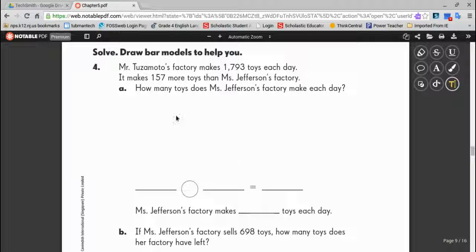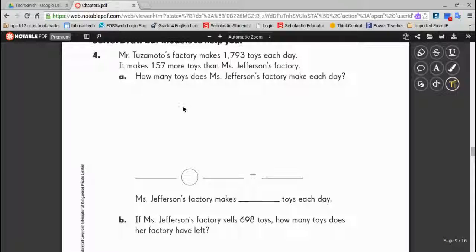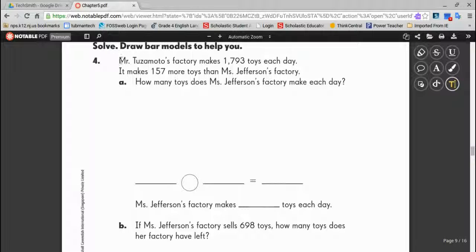This is page 81. Solve, draw bar models to help you. Okay, we're going to draw bar models to help solve this word problem. And again, we're going to take it one sentence at a time. Mr. Tsuzamoto's factory makes 1,793 toys each day.